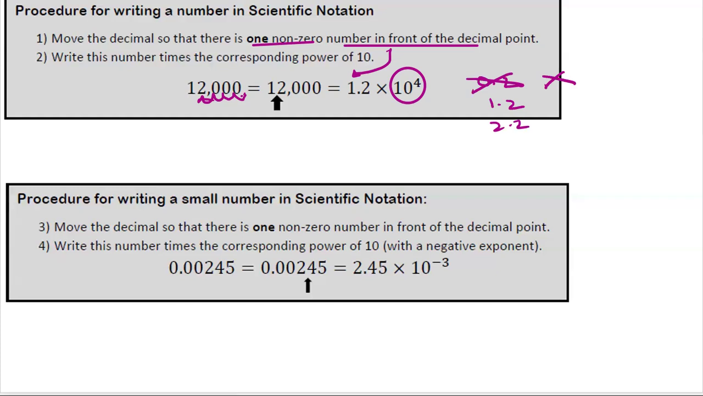All right. Now this one here is the procedure for writing a small number in scientific notation. So this one says move the decimal so that there is one non-zero number in front of the decimal point.